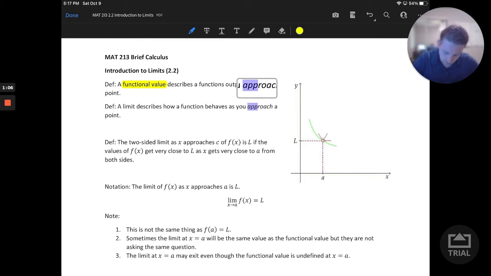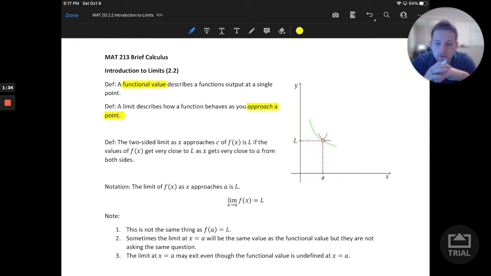And that's an important distinction that we want to make today: a functional value, where my function is defined, and the limit value at a point on the function are very different. One is describing where it actually exists and is defined, and the limit describes where it is approaching, even though we might not have a defined point on that part of the function.